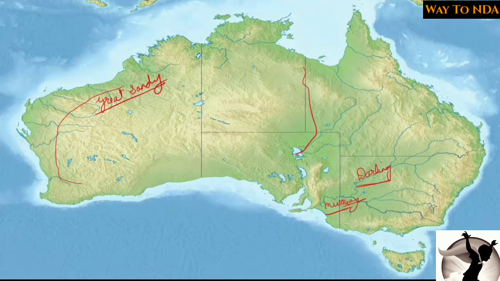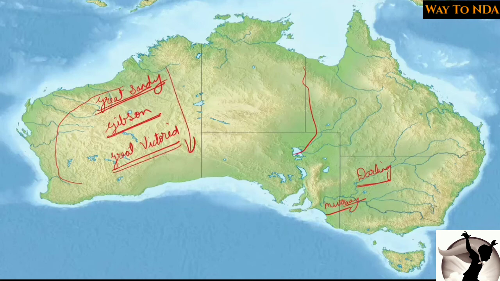Okay, then again you will find Gibson Desert, and then again in the south you will find the Great Victoria Desert. So these are the 3 important deserts: Great Sandy, Gibson and Great Victoria, north to south in the western region of Australia. Now if we see in the central region of Australia, you will find another 3 important deserts north to south.